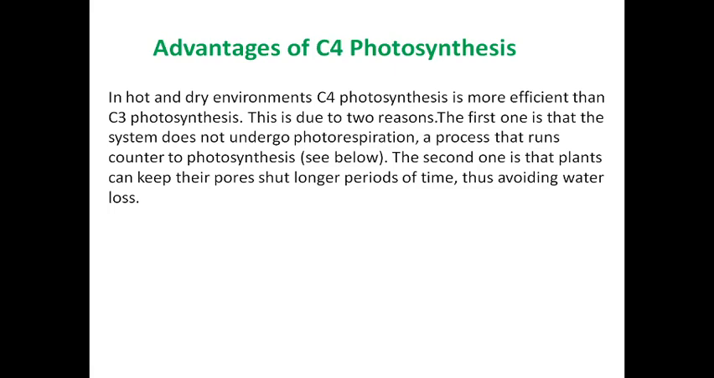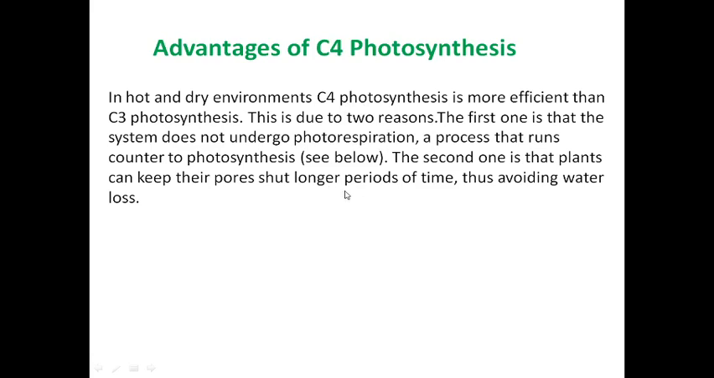In which plants does it occur? It occurs in those plants which are found in hot and dry environments. Why does it take place in these plants? Because they have to escape the process of photorespiration. As I have already told you, photorespiration reduces the efficiency of photosynthesis by approximately 25%. So in order to avoid photorespiration, the plants in hot and dry environments undergo this process.